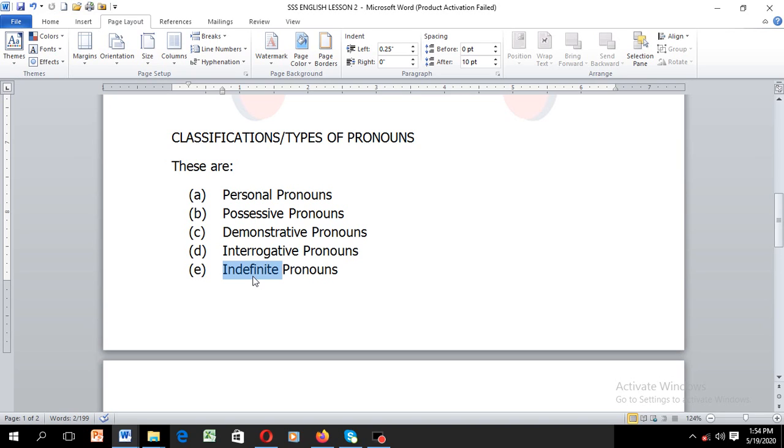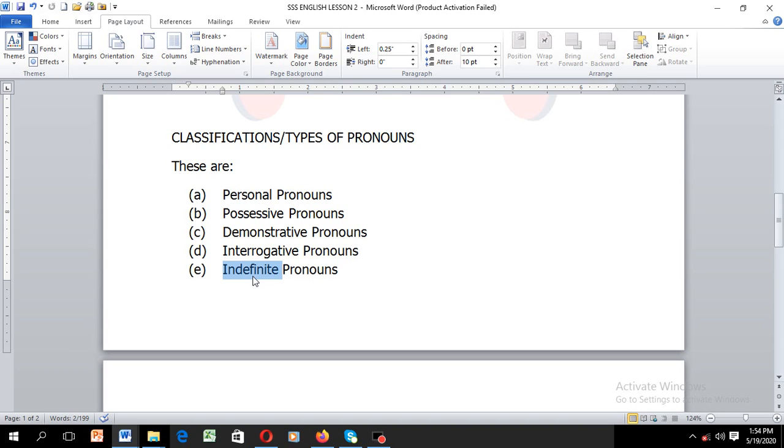So examples of indefinite pronouns are what? Somebody. That somebody is not specific. Then we have someone. The someone is not specific. We have nobody. Nobody is not specific. We have everybody. Everybody is not specific. Nothing. Nothing is not specific. Everything and anything. One or none, etc. So these are examples of indefinite pronouns.